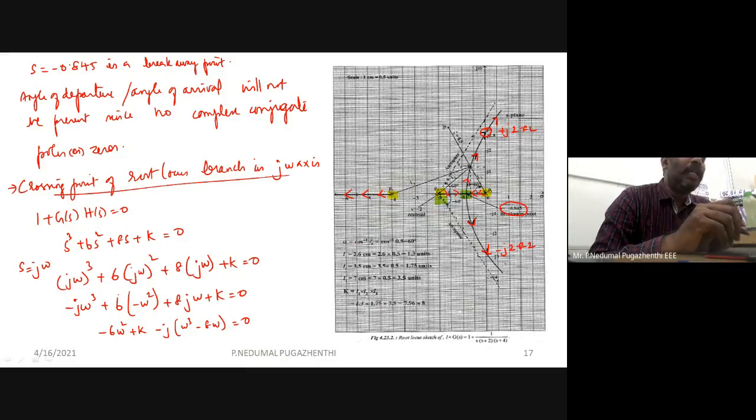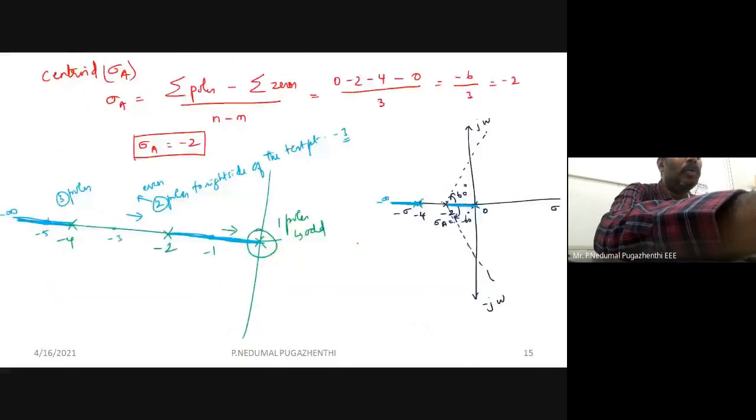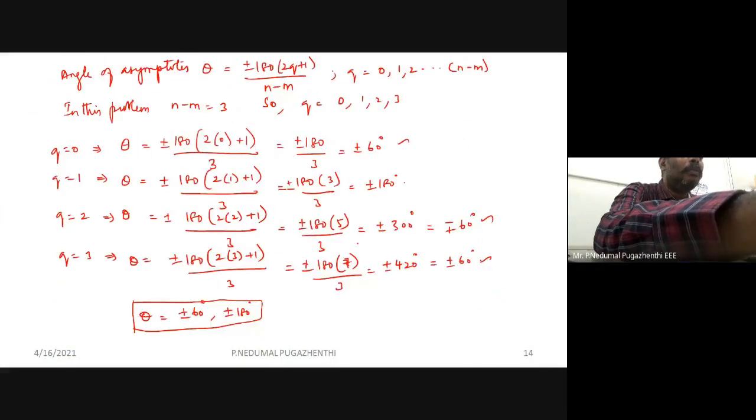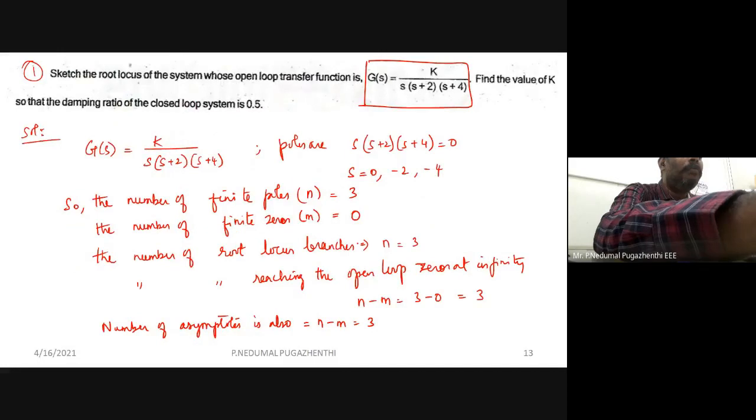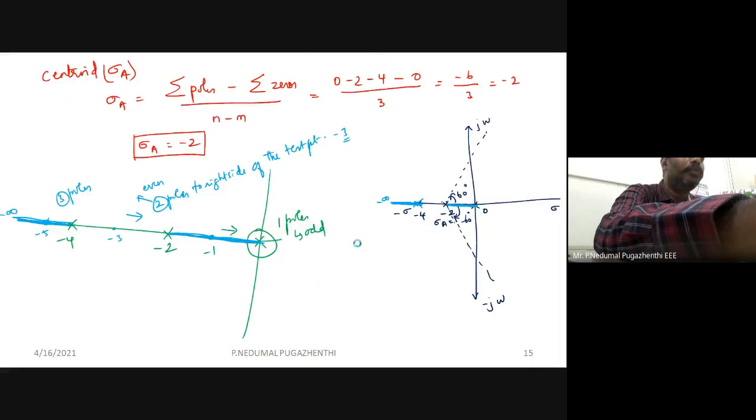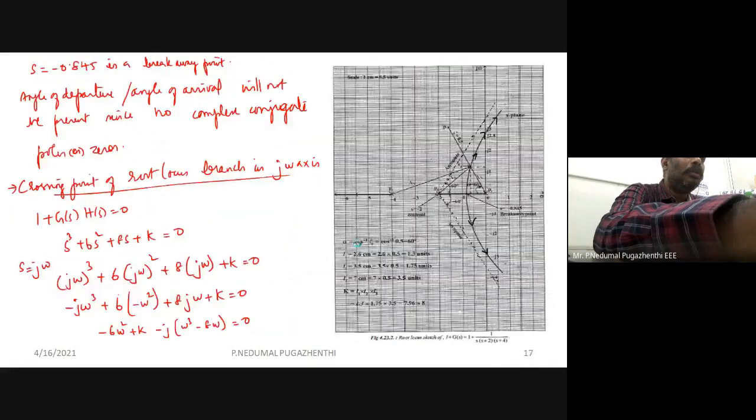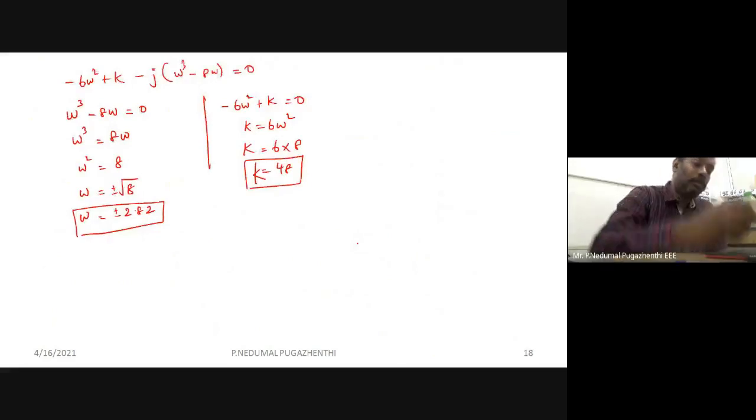And what is the remaining thing as per the problem? As per the problem, the remaining is finding out the value of k when your zeta value is going to be 0.5. Okay, zeta value is going to be 0.5. So for that, what you have to do? Let me do that.